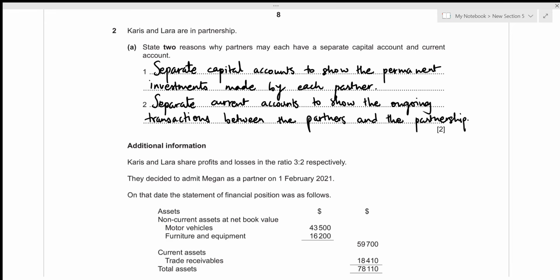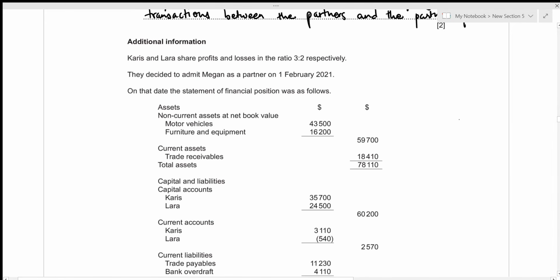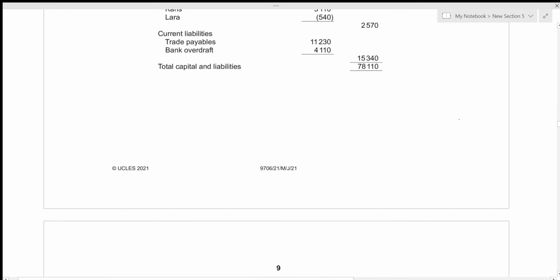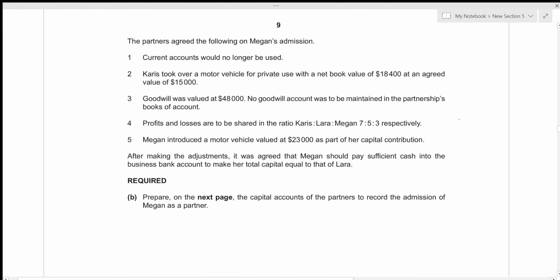Then we're given the additional information. So Karius and Lara share profits and losses in the ratio 3:1, and they decided to admit Megan as a partner on 1st February 2021. So we are given the statement of financial position on that date as well. Then we are given the terms on which the partners agreed for Megan's admission.